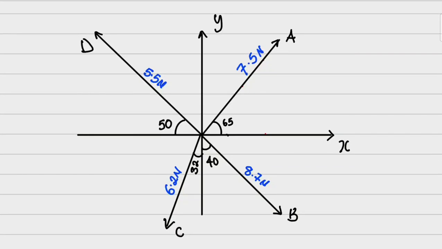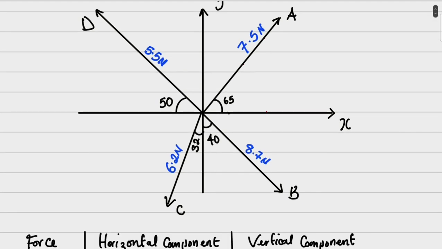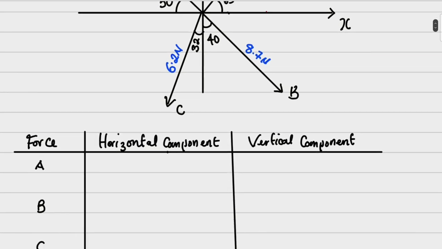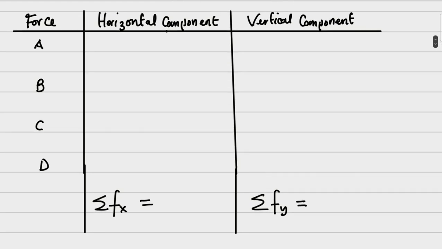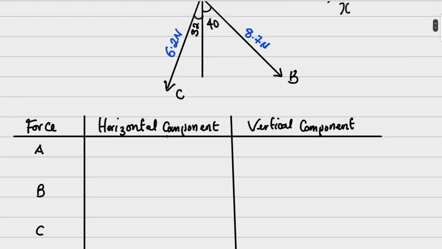Hello students. Now in this question, we are going to find the magnitude and the direction of the resultant force in this system. I want you to take note that we are now going to resolve each of the four forces into vertical and horizontal components. This is the table that I'm going to be using now.